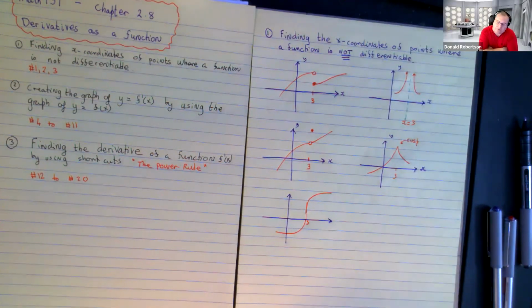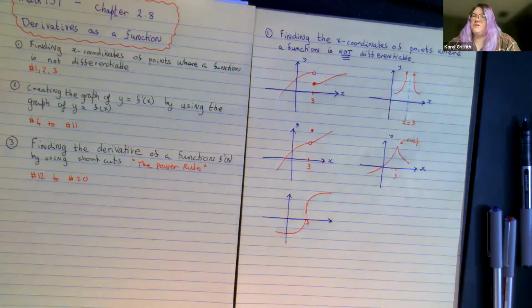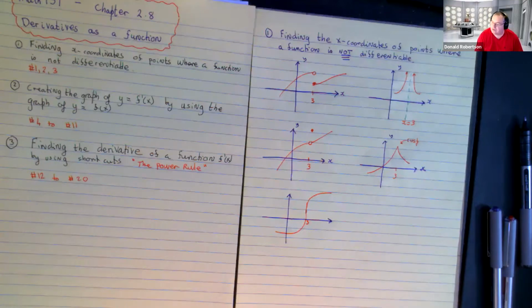Functions such as the cube root of x, things like that, end up having that shape to it. Why is that function not differentiable? Is it because at 3 the slope is almost straight? Yeah, it is. It's vertical.